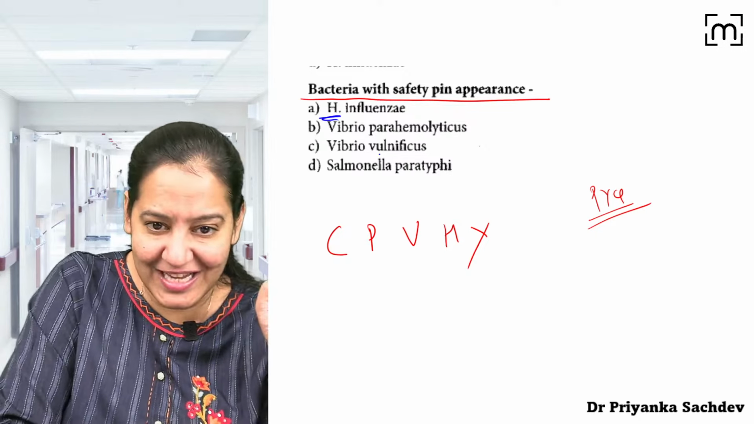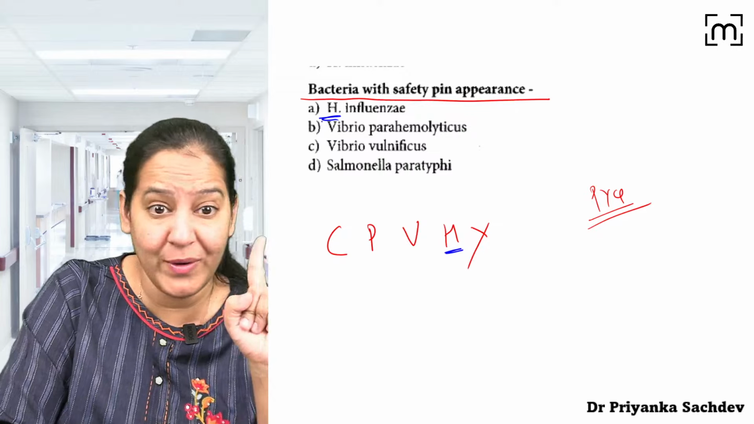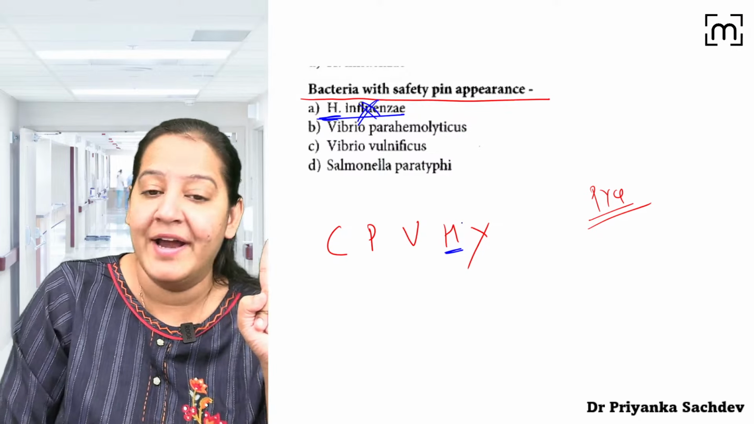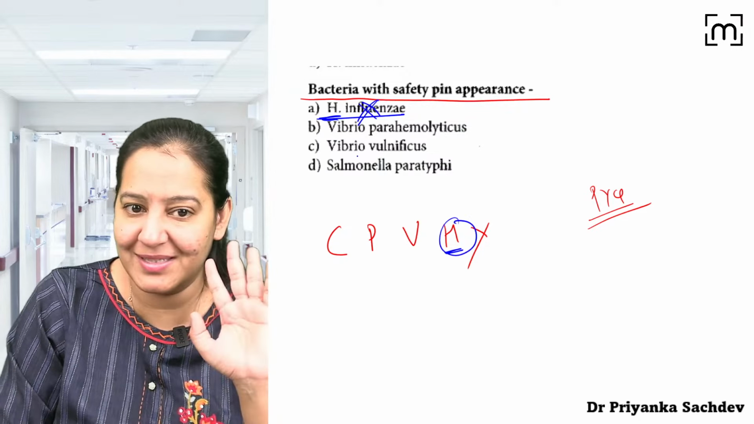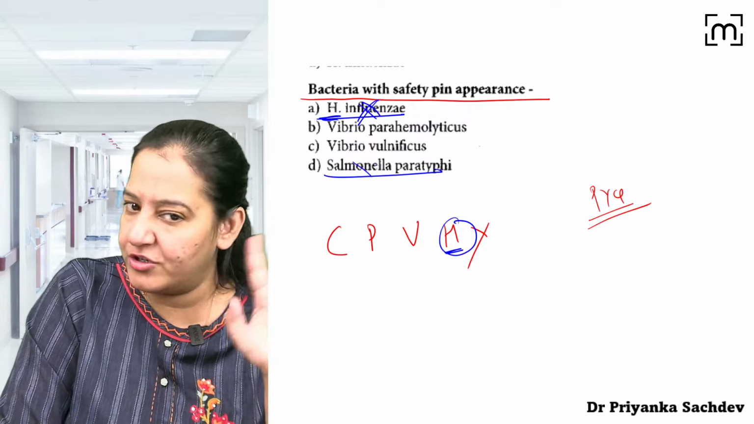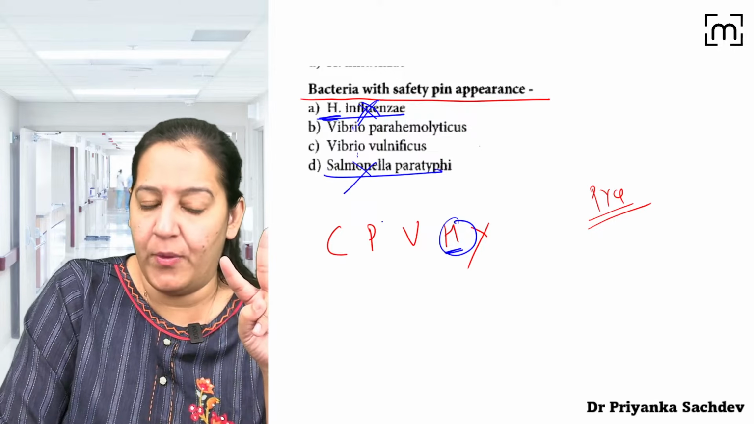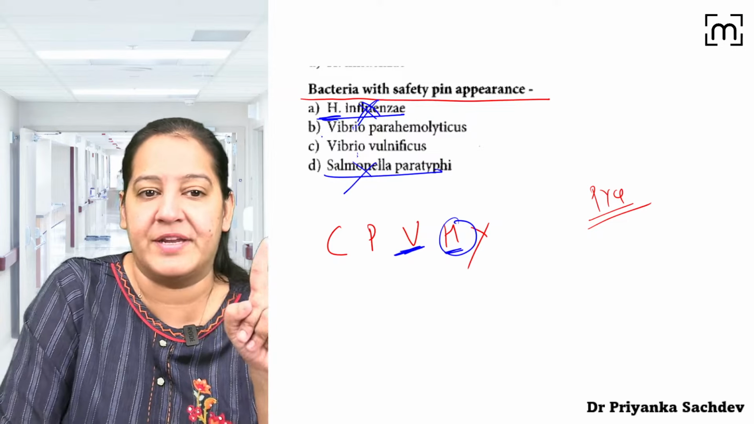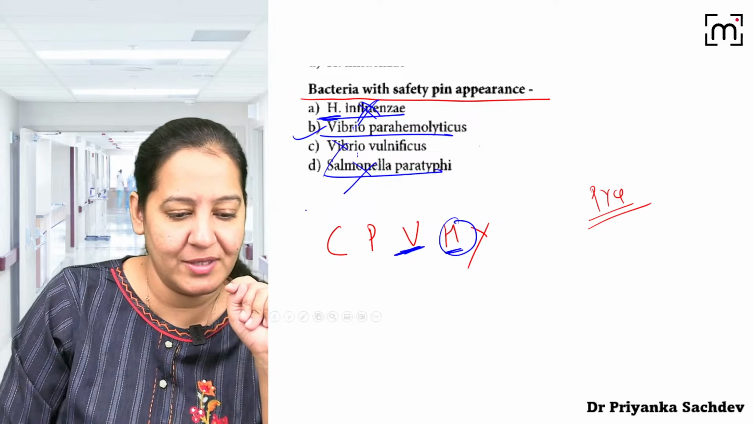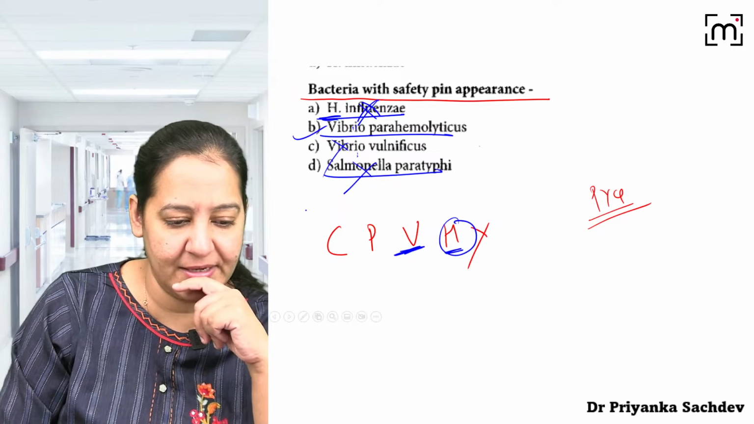So, yes, H is coming here also. But I have told you it's not H influenzae. No, it's Haemophilus ducreyi. So, this is not the answer. Salmonella is not coming in this mnemonic. The two Vibrio are there. So, here Vibrio is parahaemolyticus. So, I will go with B, not C. So, the correct answer here is B.